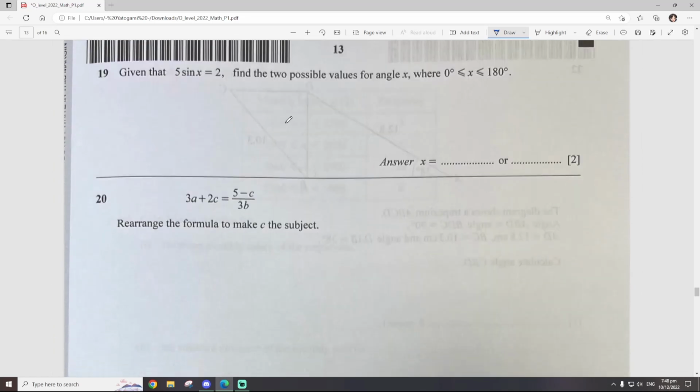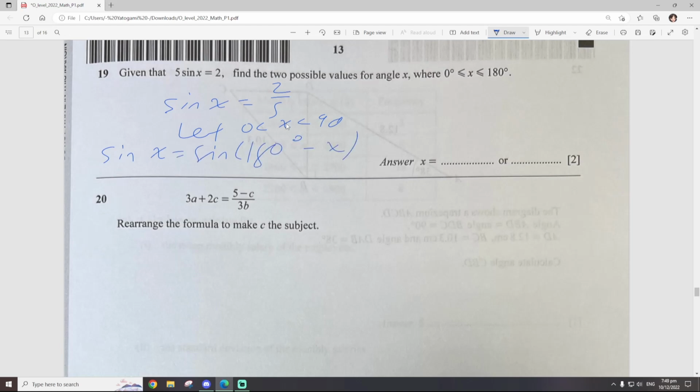Given that 5 sine x is 2, find two possible values of angle x. So sine x is 2 over 5. Let 0 ≤ x ≤ 90, because what we need to know is that one of the properties of the sine function is sine x is sine of 180 degrees minus x. This is one of the things you need to remember about your trigo, and in fact this is how we find the sine or cosine of obtuse angles also.